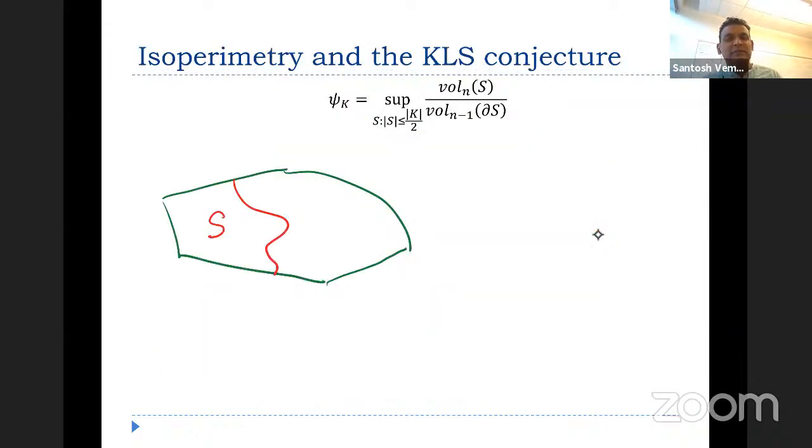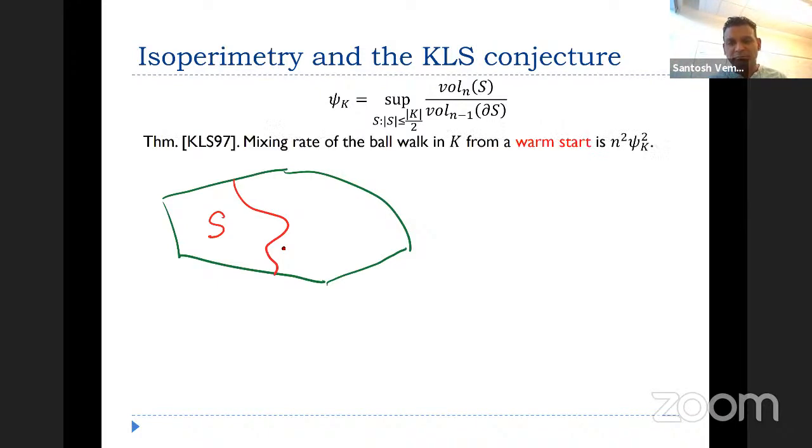Okay, so this isoperimetry turns out to be crucial. And formally, it's exactly what we alluded to in the previous slide. For any subset S, doesn't have to be continuous, just a measurable subset like this, the isoperimetric ratio is the volume of the set to the boundary, to its internal boundary, over all subsets of size no more than half. And so it's the maximum possible ratio of this.